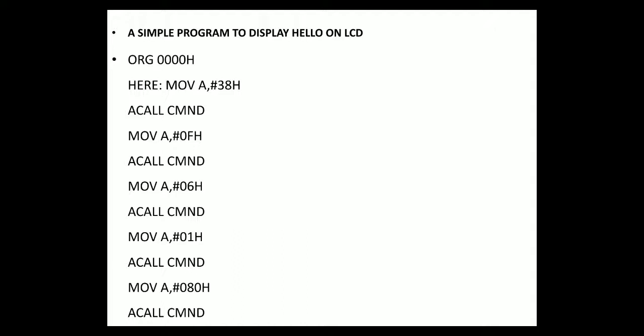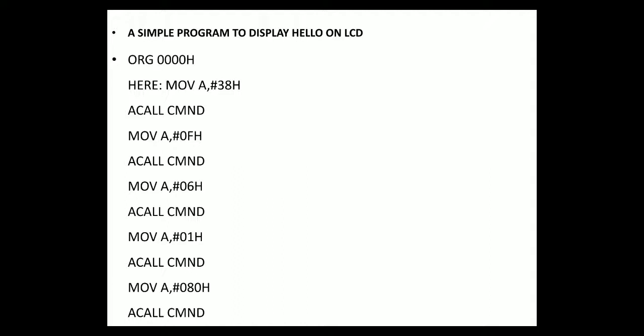Next one, MOV A,#01H. This is used to clear the display screen. Before I display hello on the LCD, it should clear the previous content. If anything is there, it should be cleared. That is the meaning of this. Again, call the command. The last command we are going to use is MOV A,#80H. What is this used for? This forces the cursor to begin from the first line. If you don't put this, your cursor may start from either the first or second line. We want to confirm that whatever you display starts from the first line, so I use this command.